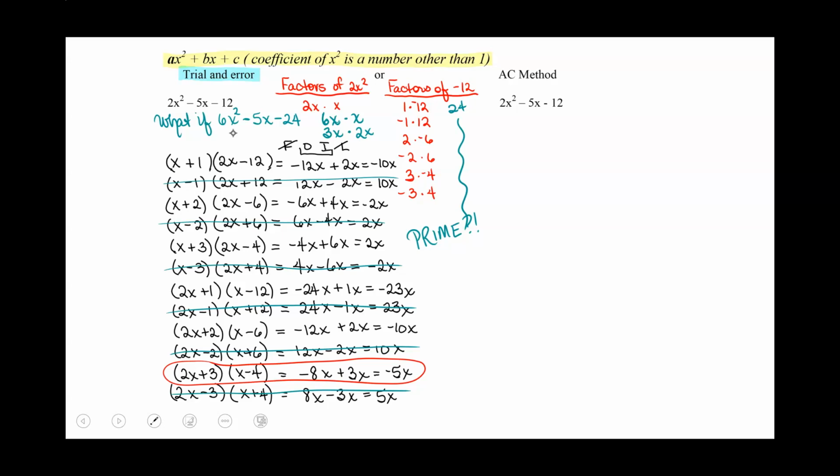So there has got to be a better way to do that, and there is. It is called the AC method. If you use the AC method, you do not have to do trial and error, all right?